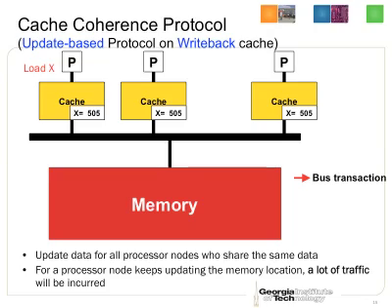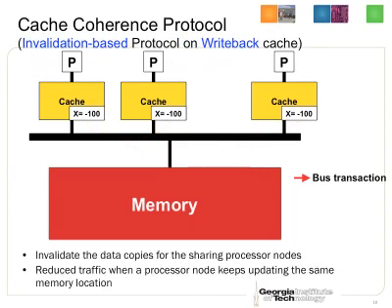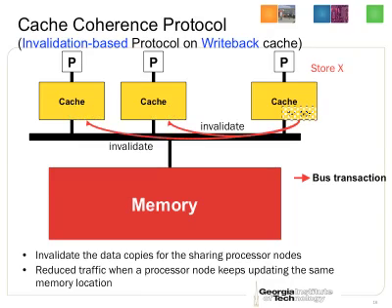But next time, when the first processor is going to load the value X, there will be a cache hit. Let's assume that the second processor writes to the cache line. This write operation should be updated to all other caches that have the local copy. So that was the update based.